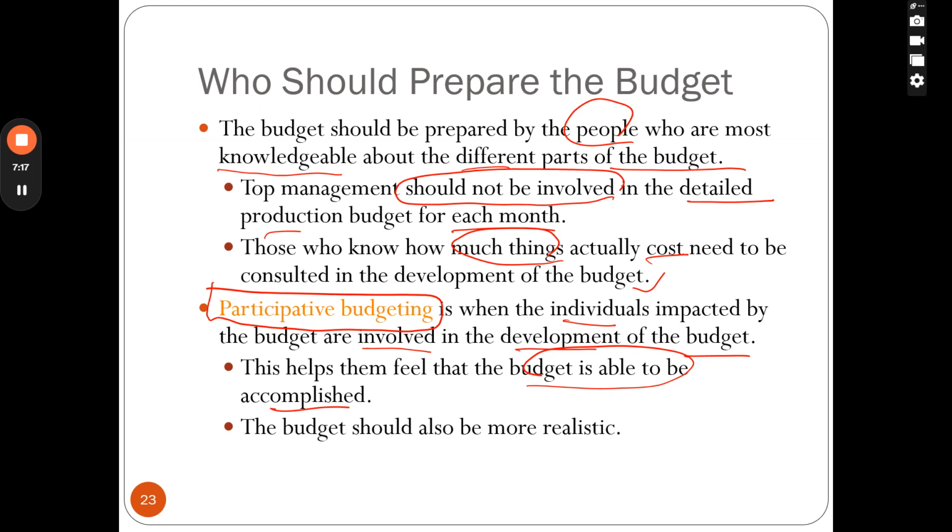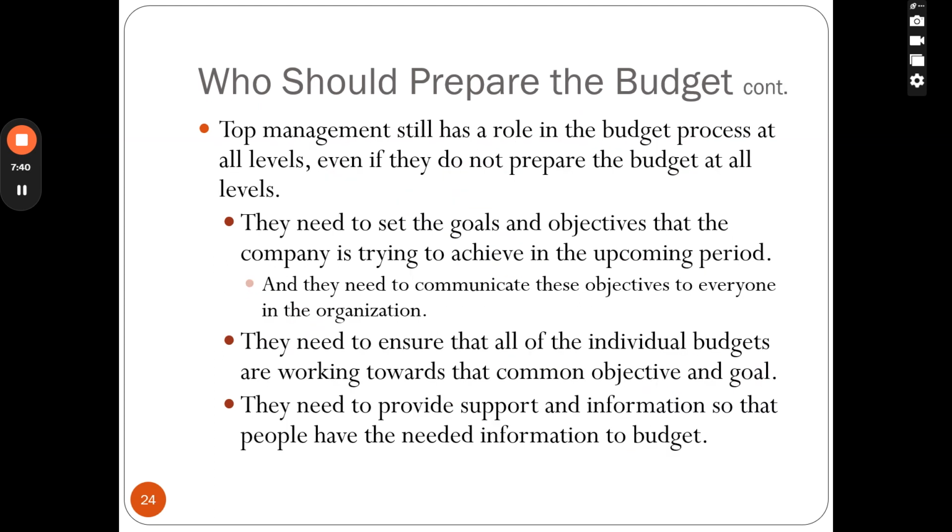People who are going to do the work, they are the ones who are preparing the plan. So this will help them feel that whatever budget they have prepared, it is realistic and it is going to be accomplished. And the budget is going to be more realistic. This is participative budgeting.